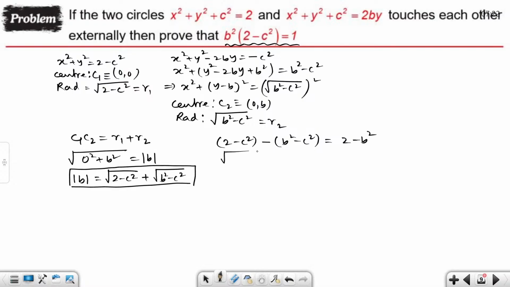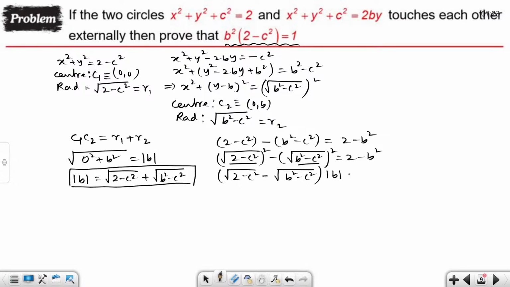So this implies 2 minus c square can be written as this whole square minus root over this whole square equals to 2 minus b square. Now, in the left hand side, we can use this as a plus b into a minus b. So, a plus b into a minus b. A minus b I have written. And a plus b is this one plus this one, which is nothing but your mod b, which is equals to 2 minus b square.